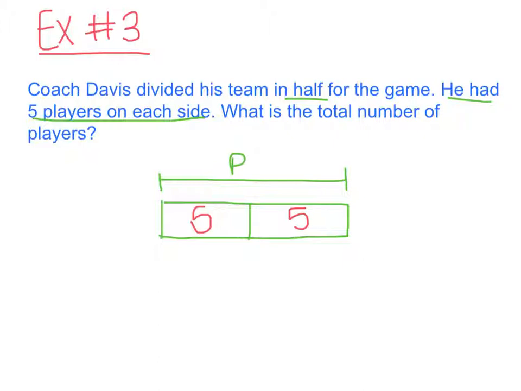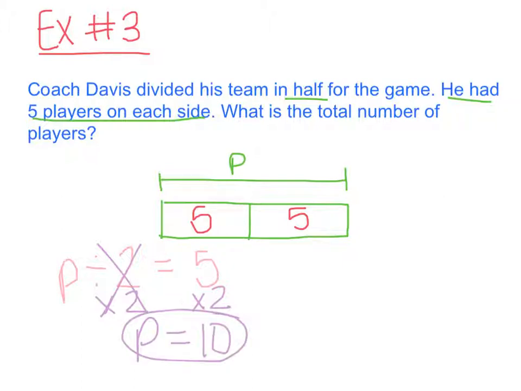So there's our picture. Now we need to write our equation. So we have our total amount, which we don't know, our P at the top, divided by 2, because there's 2 teams. He divided them up in half, equals 5, because that's how many people are on each side. So to solve, we do the opposite. So we multiply by 2. And we get P equals 10. So there's 10 players in all.